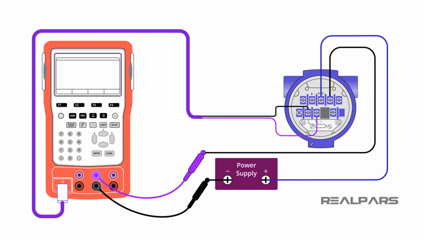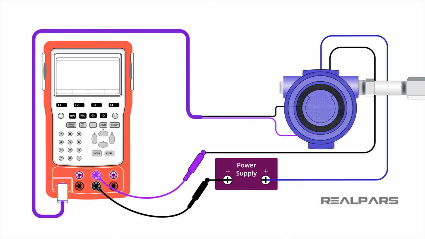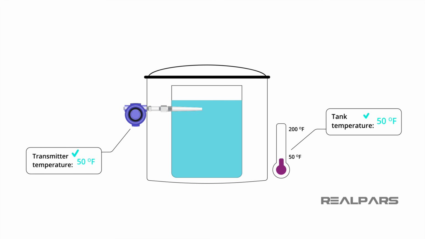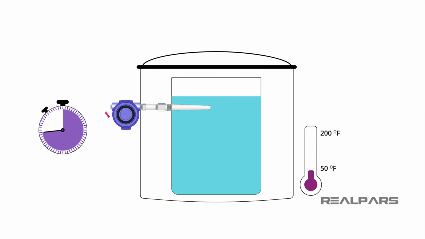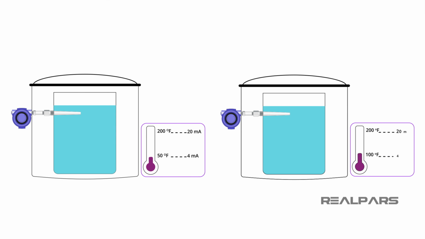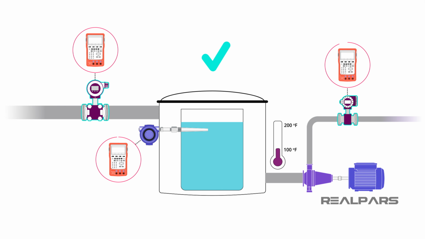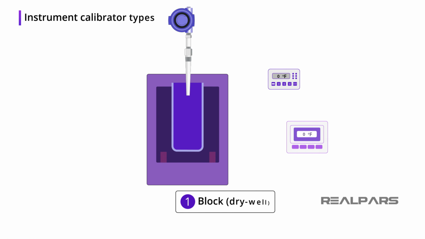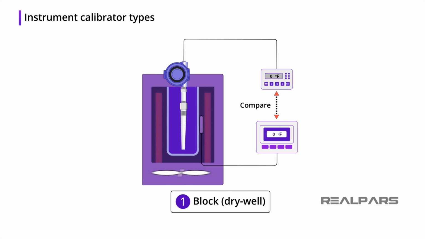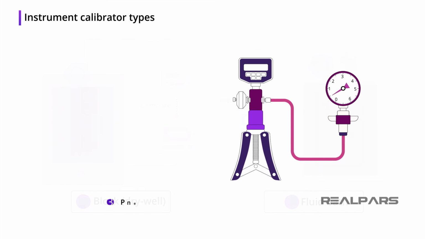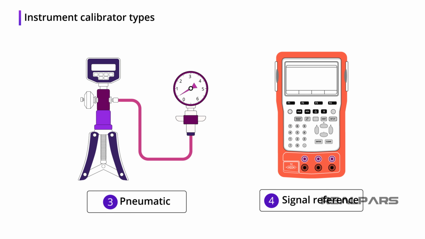Okay, let's review. Instrument calibration is an adjustment or set of adjustments performed on an instrument to make that instrument function as accurately or error-free as possible. Instruments require calibration because equipment degrades over time, after maintenance to ensure that equipment conforms to calibration data, when the calibration range is changed, and during or after troubleshooting. The 4 different types of instrument calibrators are block, fluid bath, pneumatic, and signal reference.